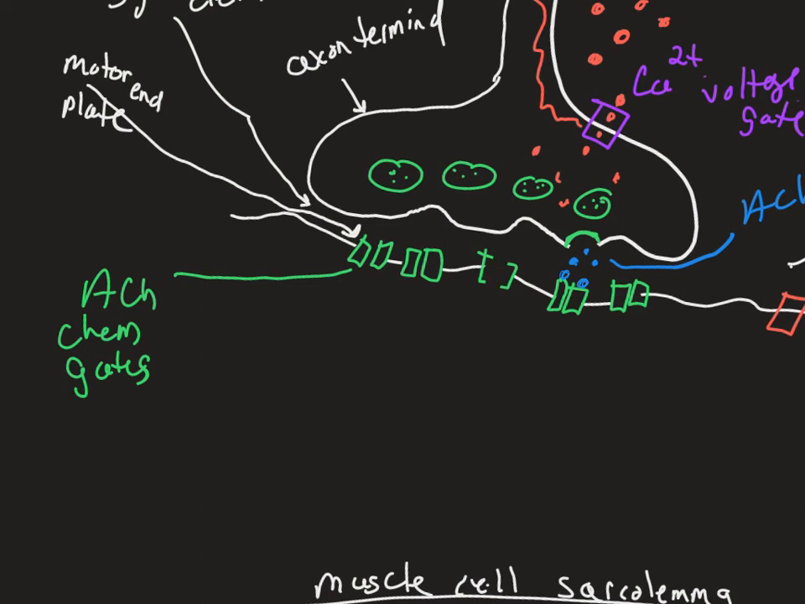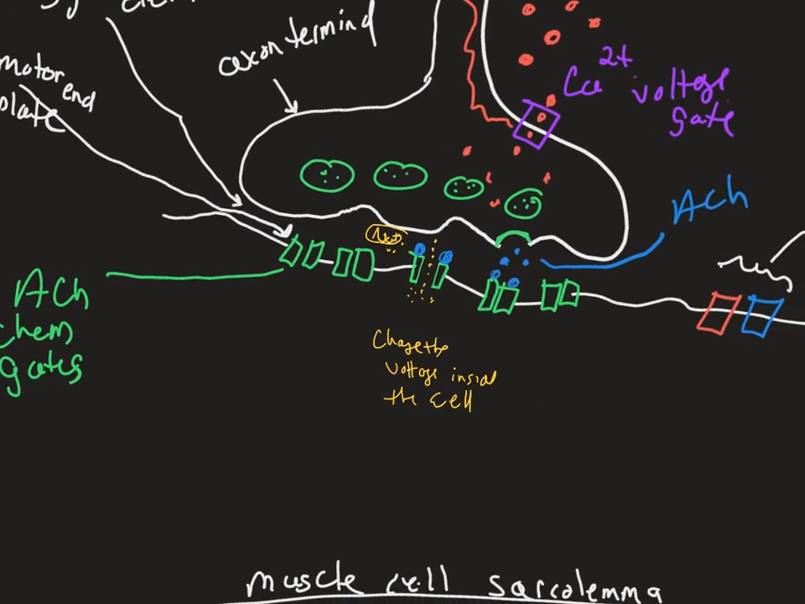It's going to do this. Okay, and I'm going to put the acetylcholine on there so that you can see it. Now I can take, let's change the color again, sodium molecules, which are going to be represented as yellow, and those can begin diffusing into the cell. This is going to change the voltage inside the cell.